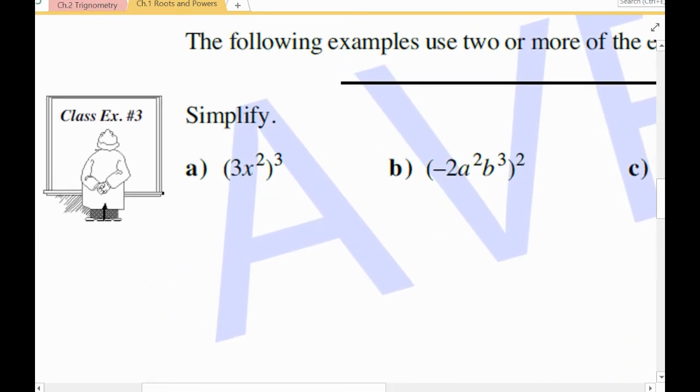Example 3. We have power of powers. So when you have a bracket and a power, you always need to think about how many items you have inside the bracket. You have 2 items, right? And you should be able to distribute the exponent to each item. So 3 cubed, x squared cubed, you multiply them, right? It becomes 3 cubed is 27. X to the power of 2 times 3 is 6.